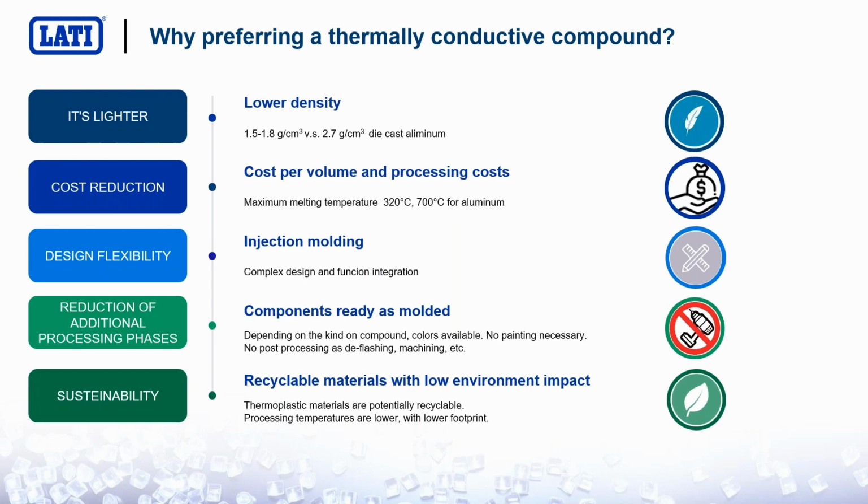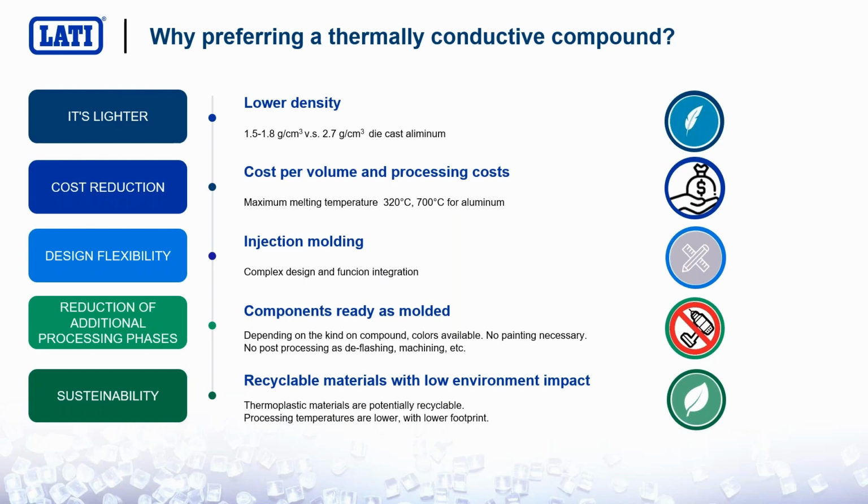Then there is a matter of cost reduction. This is correlated both to the cost per volume of material, but also the processing costs. You can just think about the temperature which is required to melt this kind of material, which is maximum 300 degrees centigrade, compared to the minimum of 700 degrees for aluminum.